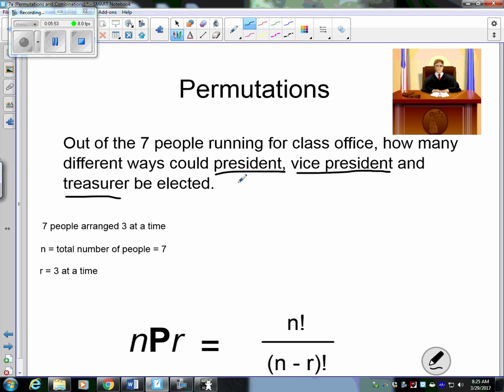That's permutation. So we have president. If you're president and the vice president, the treasurer, that's a different order than if the vice president suddenly became president and the president became vice president. That's a different order, so permutation in this case. So 7, permutation 3. The hardest part of this is absolutely trying to distinguish between permutation and combination.